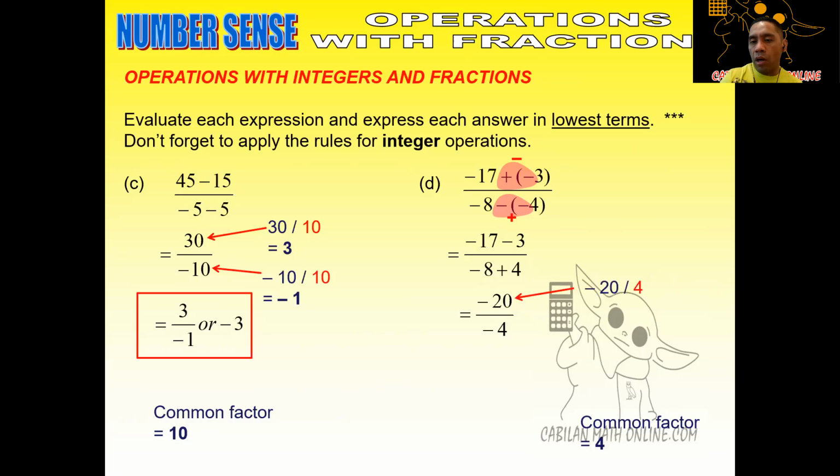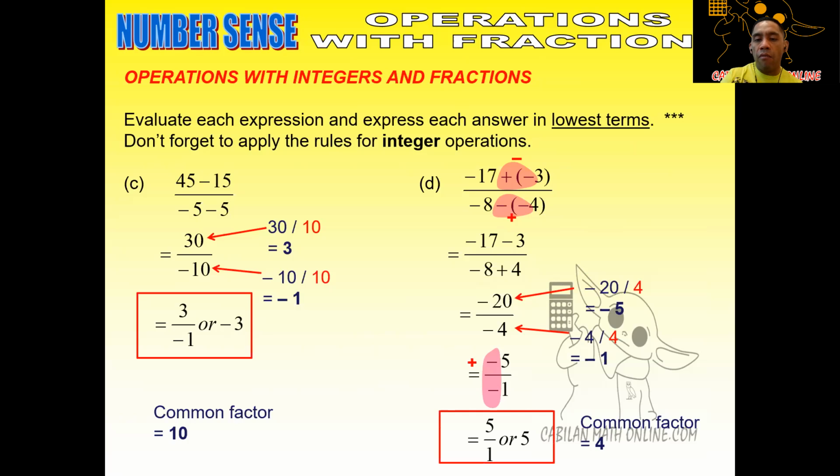So when we take negative 20 divided by 4, it gives me negative 5. When we take negative 4 divided by 4, it gives me negative 1, and that gives us negative 5 over negative 1. Again, rules of integers dictate that when you have 2 negatives dividing each other, the resulting answer will be positive. So the answer here will be 5 over 1, which you need to express as a whole number of 5.